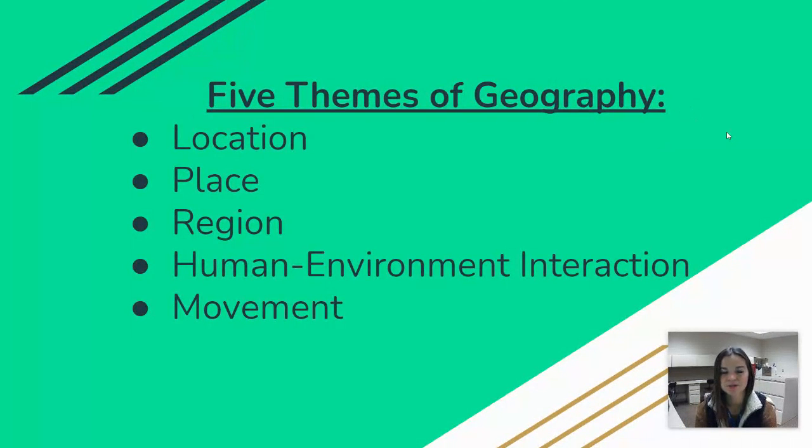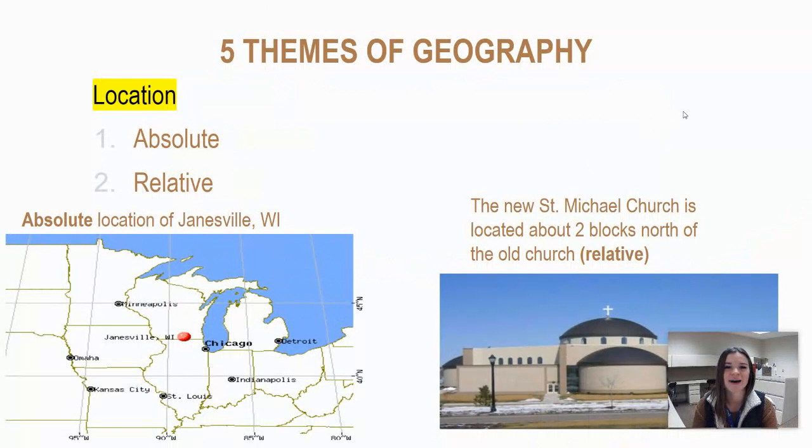All right, today in class, we're going to do an activity on the 5 themes of geography. I'm going to quickly go through them. Like I said, we'll go through in more depth later on. So location, place, region, human environment interaction, and movement. All right, 5 themes of geography.